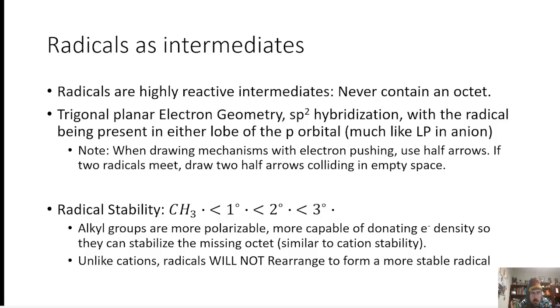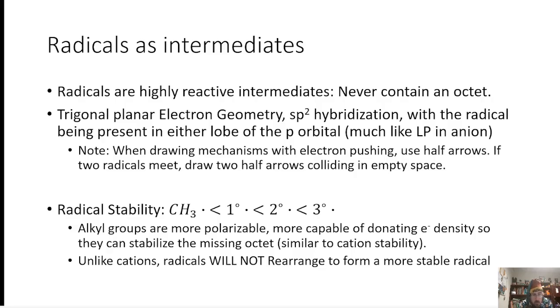So now, radical stability. In terms of radical stability, it follows the same trends of carbocation stability. Methyl radicals are least stable. Primary radicals are second most unstable. Secondary is again more stable, and tertiary is the highest level of stability we can have.